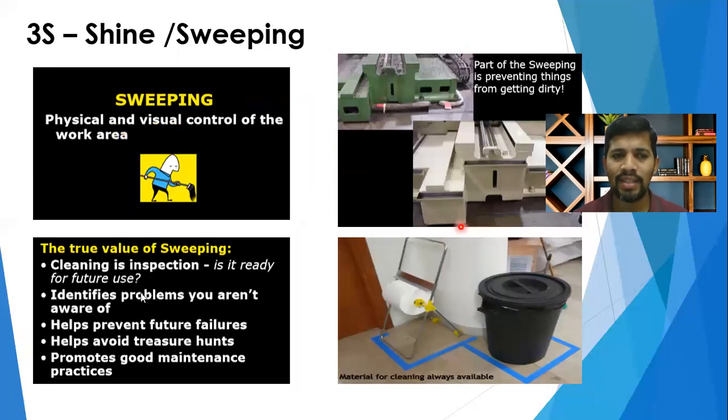So there is 3S. The third S is shine, or sweeping. Shine is physical and visual control of the area, to make it dust free and very neat. Cleaning is inspection, and it identifies problems which you aren't aware of, helps prevent future failures, avoids treasure hunts and promotes good maintenance practices. So take an example of this. In this one, you can see a metal part which attracts dust, and the dust sticks to it. So it doesn't attract here.